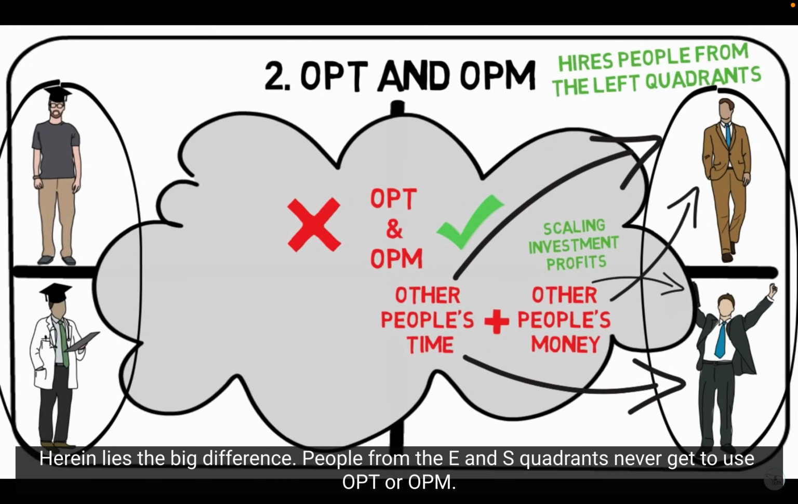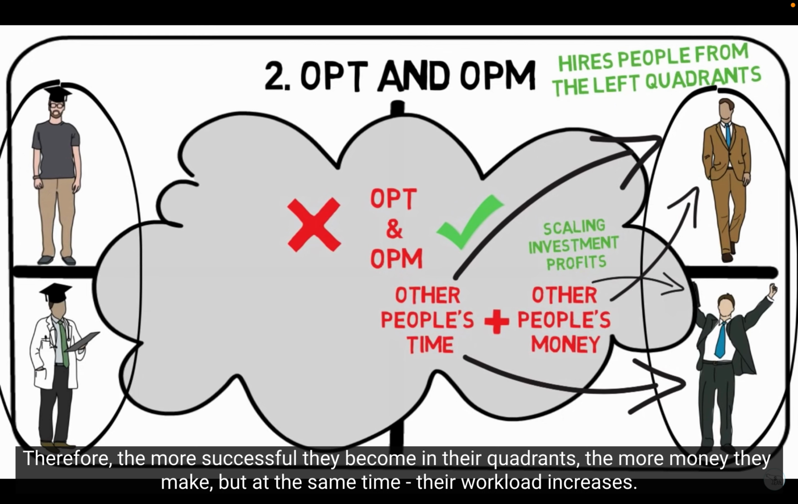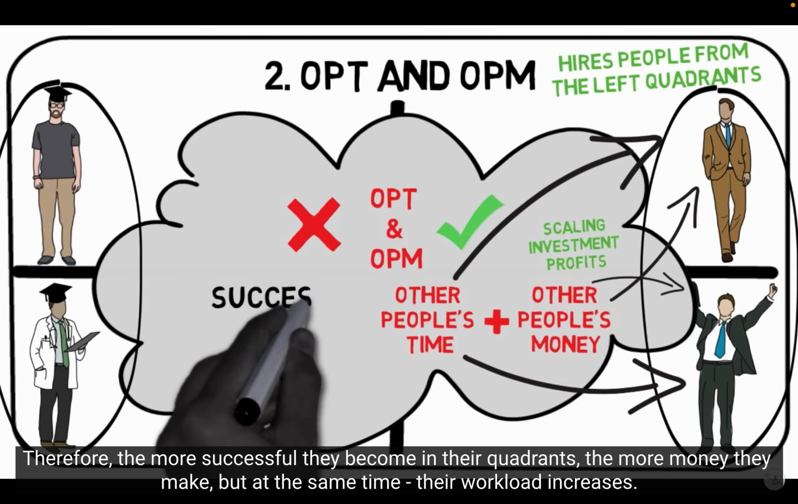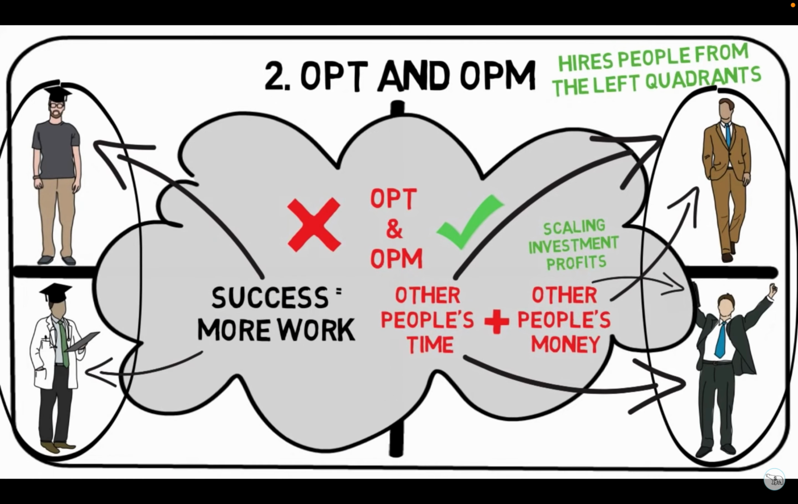Herein lies the big difference. People from the E and S quadrants never get to use OPT or OPM. Therefore, the more successful they become in their quadrants, the more money they make, but at the same time, their workload increases.